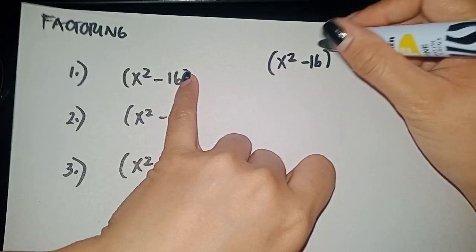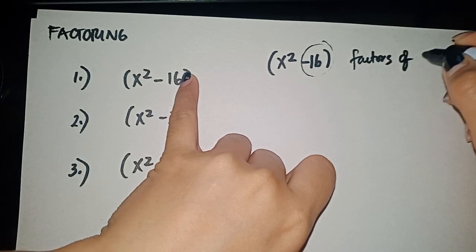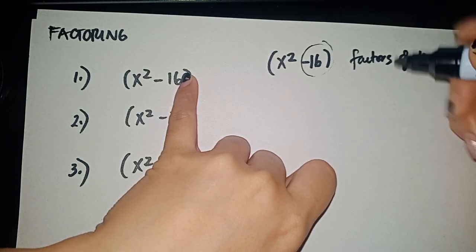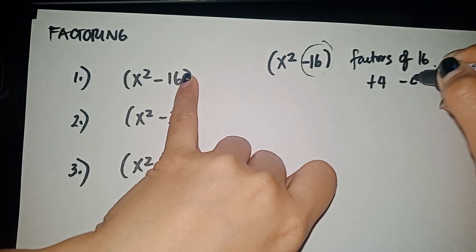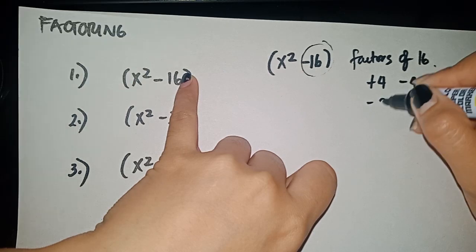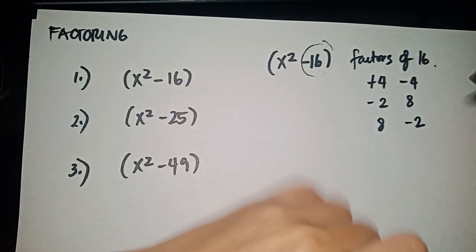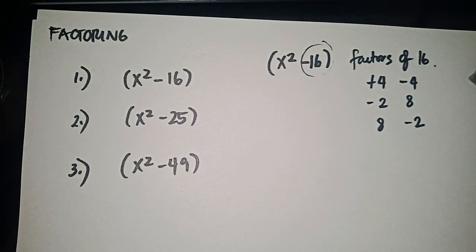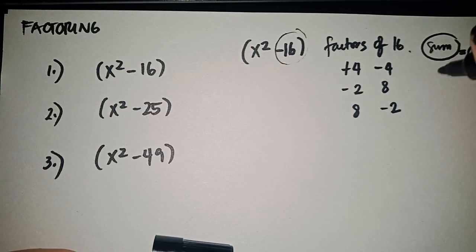So the first thing that we should do is to get the factors of -16. From the previous slide, we tried to look for the factors of positive 18. So we're just doing the same. So we have positive 4, negative 4. Now actually, x squared minus 16 is a trinomial, but we can only see two terms since its middle term is equal to 0. Now after getting the factors, we have to get the sum that is equal to 0.